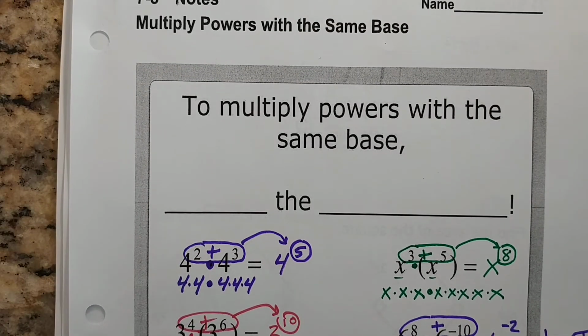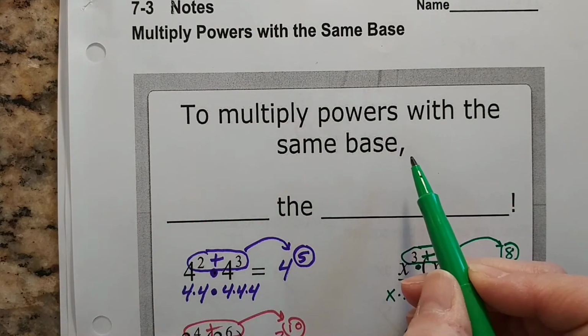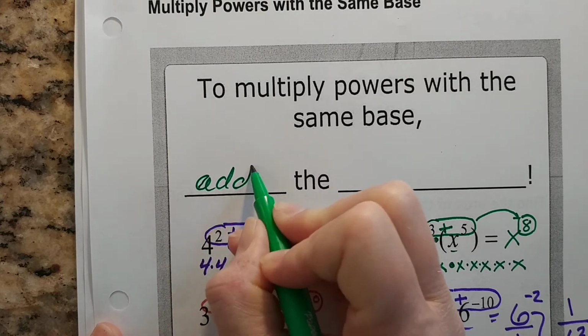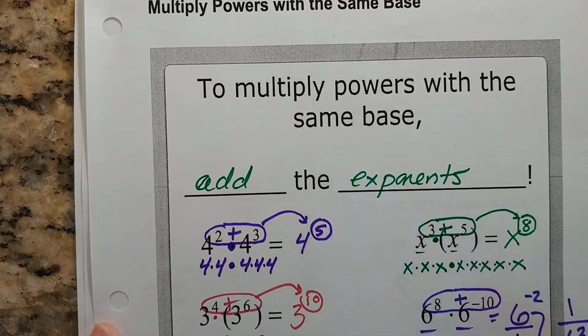So let's take a look at the top here. To multiply powers with the same base, we add the exponents. Very good.